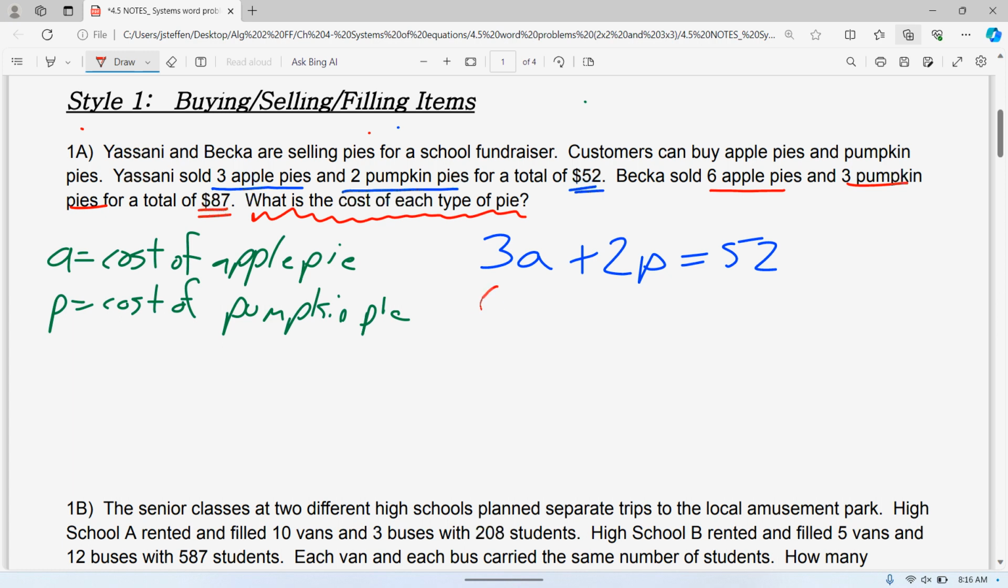Next one, Becca sold 6 apple pies and 3 pumpkin pies for $87. Now, most of you guys, especially once you get started with this, won't have to think about it this deeply. But again, I think it helps to kind of know what this is.